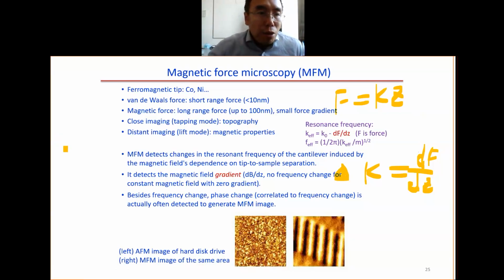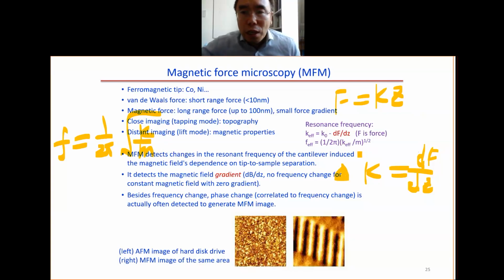We know that the resonant frequency changes when the spring constant changes, so you can detect the change of the resonant frequency. But in reality, we do not detect the change of the resonant frequency. We detect the phase change, which is correlated to the frequency change. Now I look back again at this term, dF over dz.